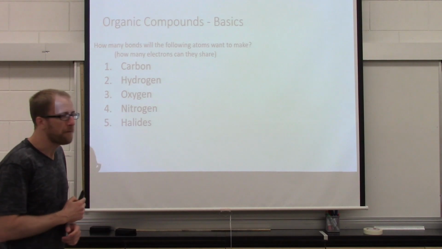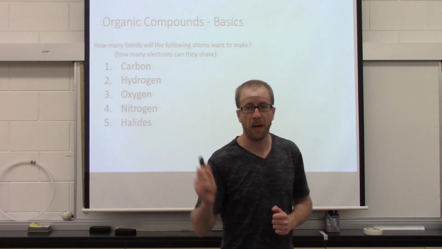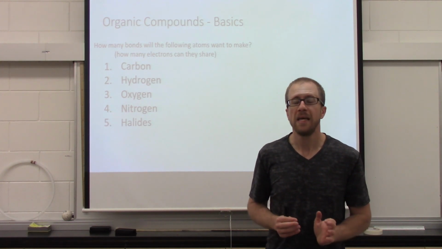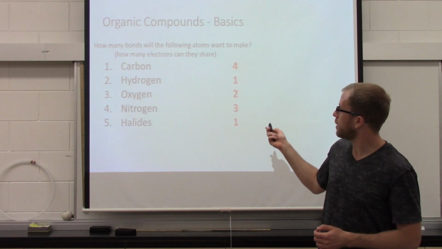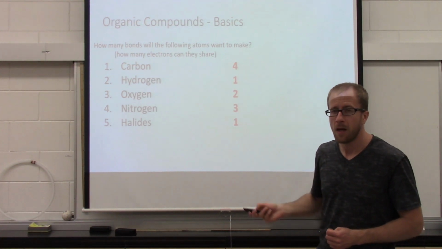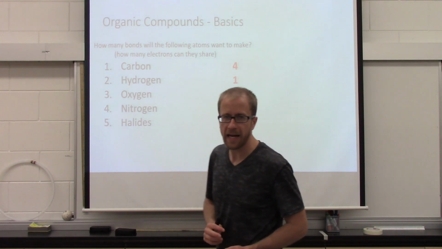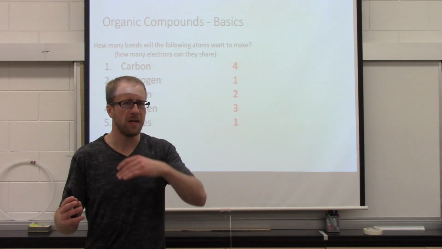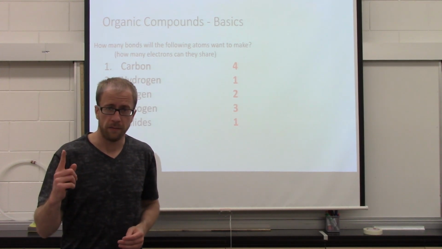So how many covalent bonds could these compounds form? How many different single bonds could they have? Well, carbon can have 4, hydrogen 1, oxygen can make 2 single bonds, nitrogen can make 3, and your halides, your halogens, they can make 1.